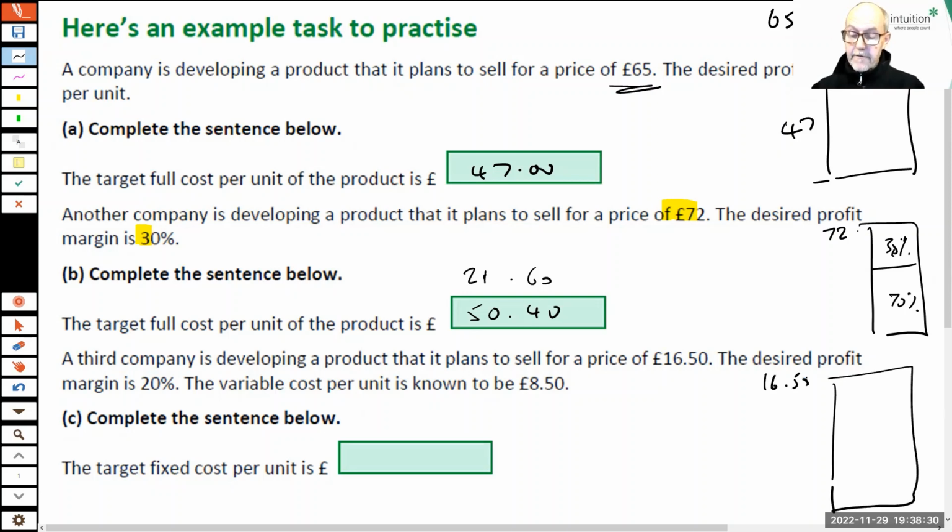So they're going to sell it for £16.50. We want to make 20%. That's £3.30, isn't it? So that's our profit, £3.30. That's going to leave us £13.20. It costs us £8.50 in bits to make one. So £13.20 less £8.50. So that's variable costs, that's our profit, our fixed costs. We can afford to spend £4.70. Yep, terrific. Yep, good to see.